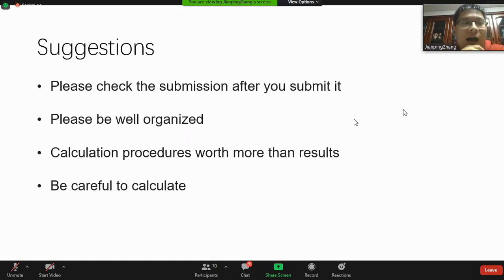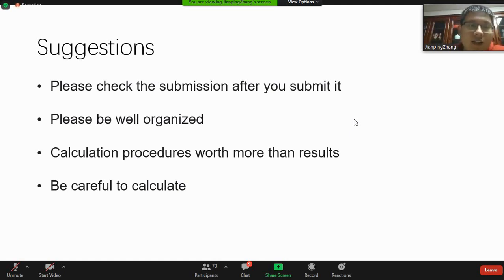So first, I would like to share 4 suggestions for your submission. The first 2 are for some minor parts of the students, and the last 2 are for all of you. The first one is to please check your submission after you submit it. Actually, in the first assignment, there were about 2 or 3 students who handed in the wrong assignment, like an assignment from other courses, so that's a pity for them.